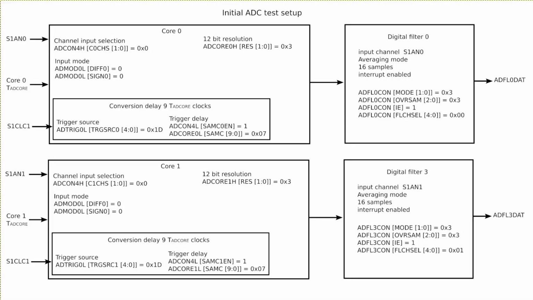Here is how I have the ADC cores and digital filters set up. Starting with the digital filters, I have them set for 16 samples. So after 16 ADC conversions, the filter result will be placed in the filter data register and an interrupt will be generated. I'm triggering both channels, AN0 and AN1, from a timer. And right now I have the timer set to about 12 kHz.